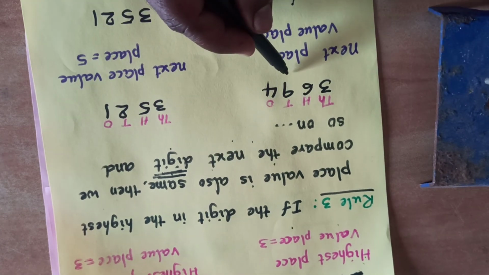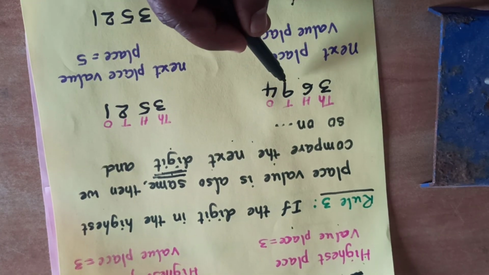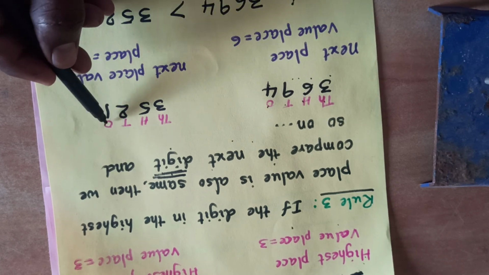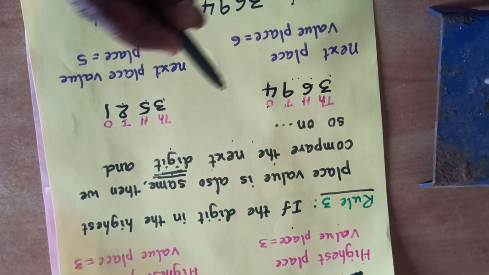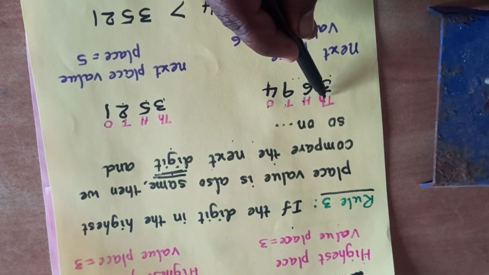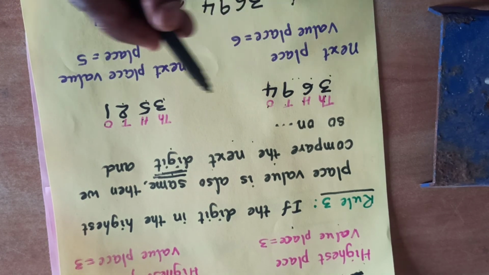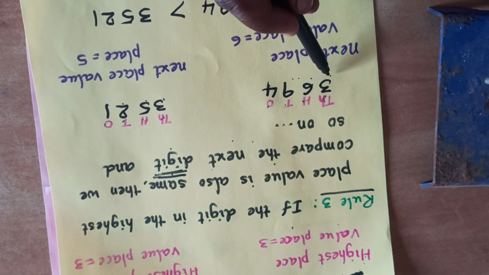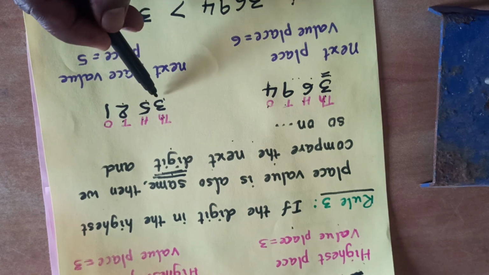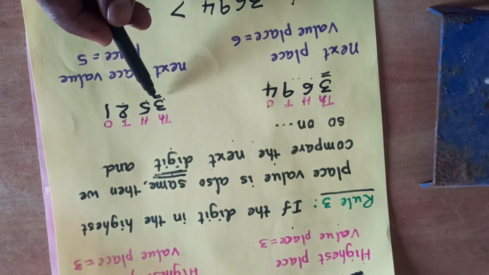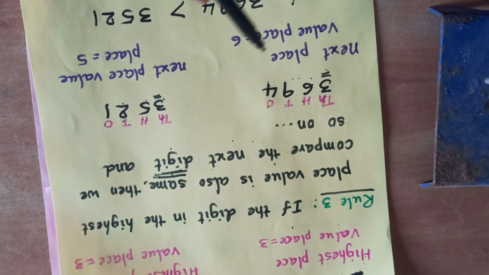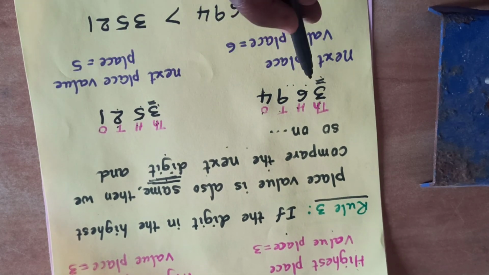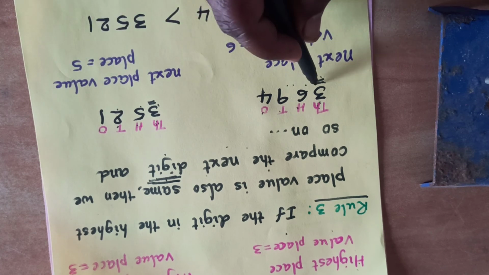I have written it the same as here. This is 3, 6, 9, 4: ones, tens, hundreds, thousands. Here the highest place value is 1000 in this number, and in this number also 1000. The highest place value digit is 3 in both. If the highest place value digit is the same, we move on to the next place.